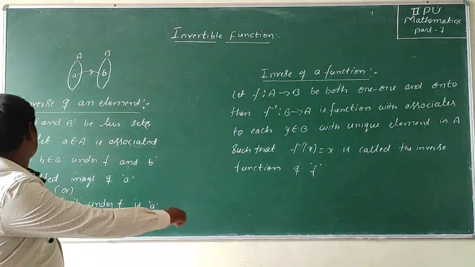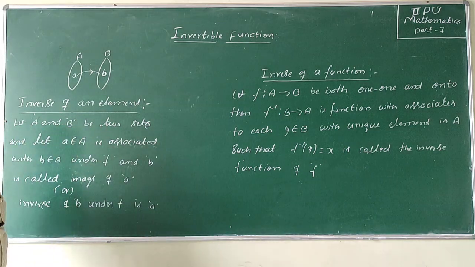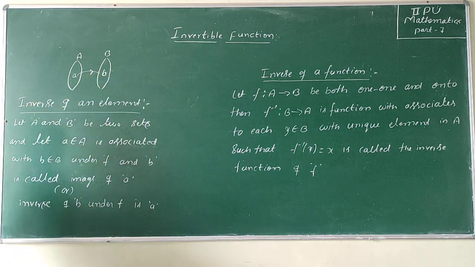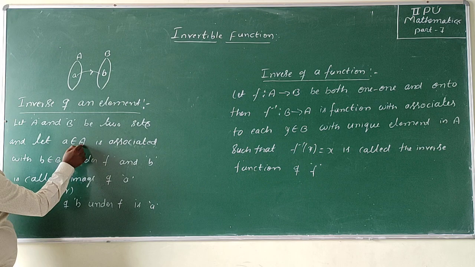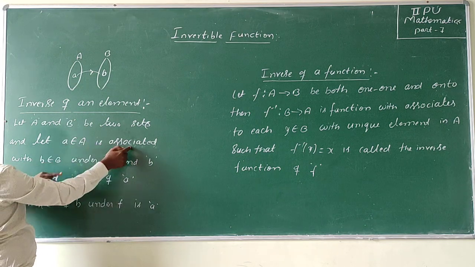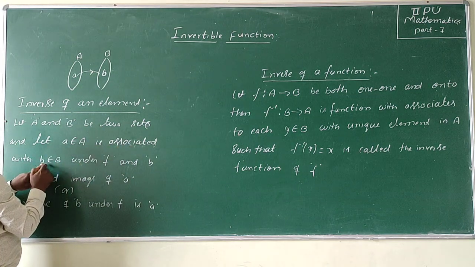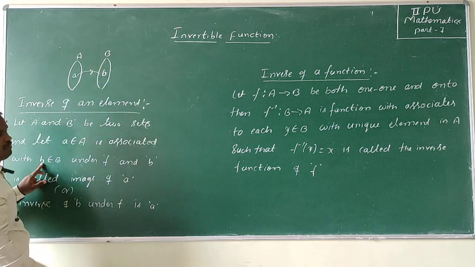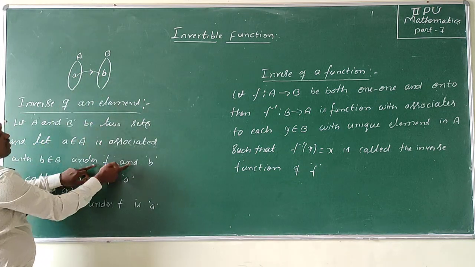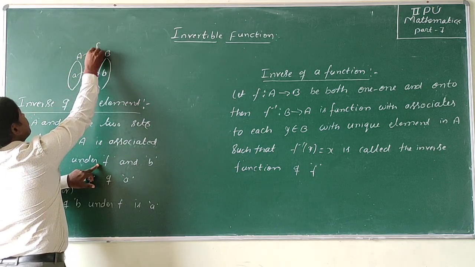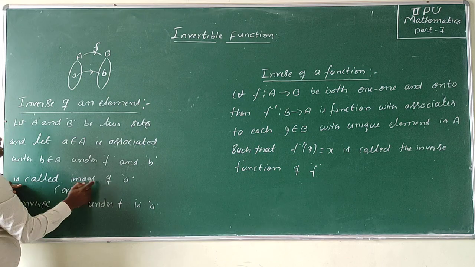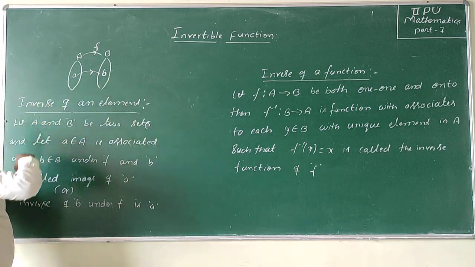So see here. Let A and B be two sets. I am considering two sets, this is set A and this is set B. Let a be an element in the set A which is associated with b in B under the function f. Then b is called the image of a.